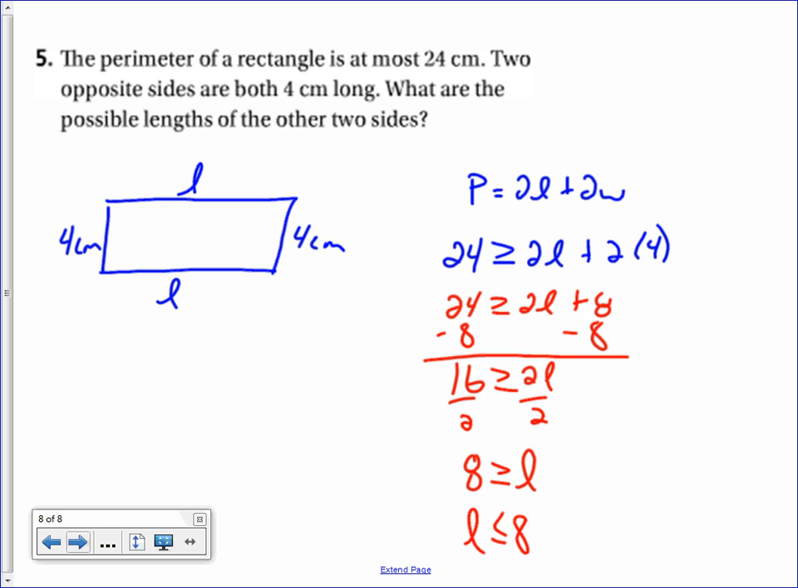And in this case, 8 what? 8 centimeters. Make sure you're getting those labels on it if you've got a word problem.